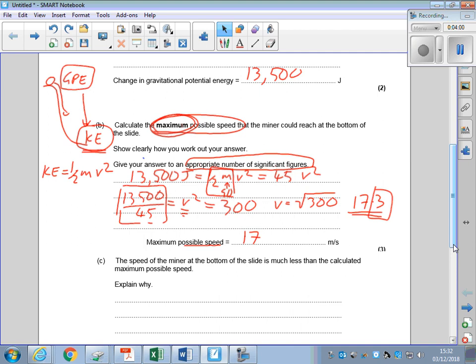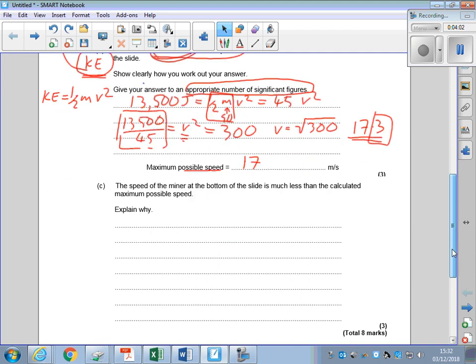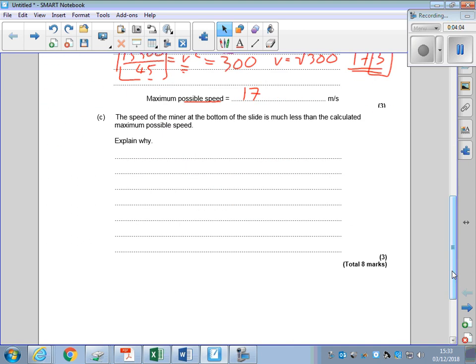The final bit of the question is significantly easier. The final bit asks for the reasons why the speed is not going to be this maximum possible speed. And we're just talking about friction. As the miner slides down the ramp, it's going to lose some energy to the air. There's air resistance, drag, so the air is going to warm up slightly. Whatever the miner is sliding down on, the wooden ramp, is going to warm up. Whatever is in contact with the wooden ramp is going to warm up. Might be a little bit of sound as well, but it's that.